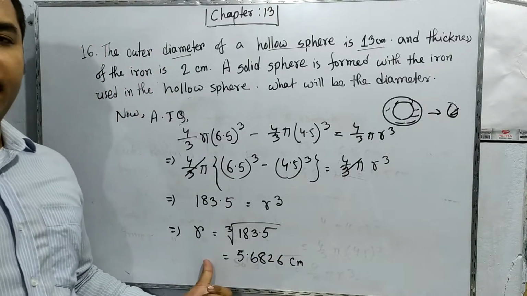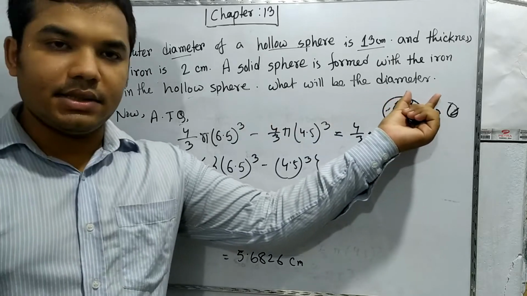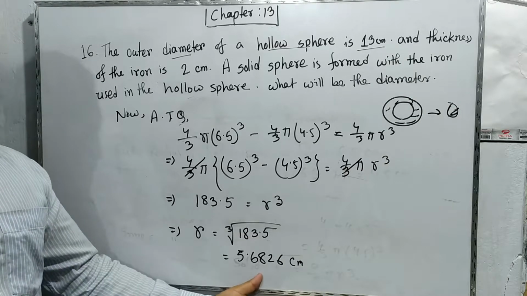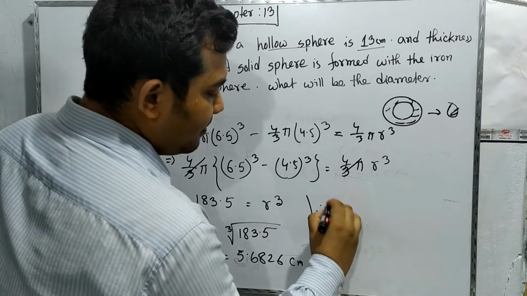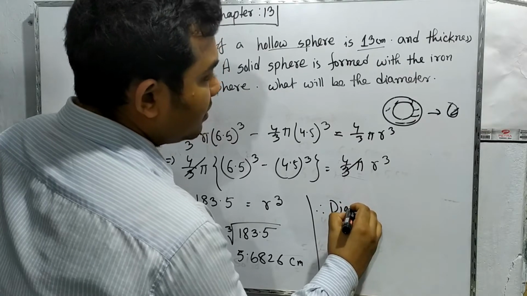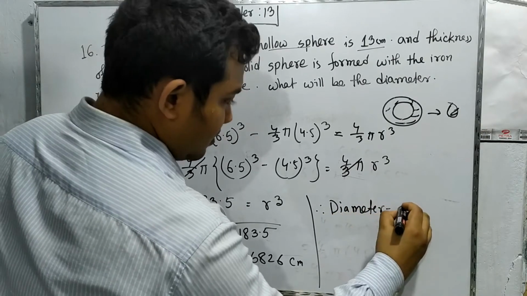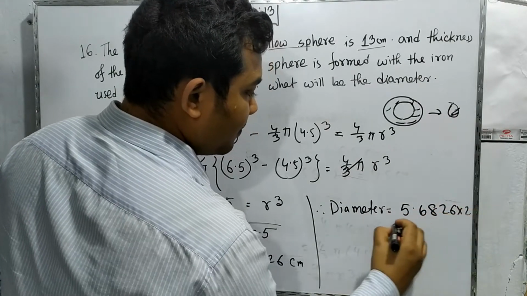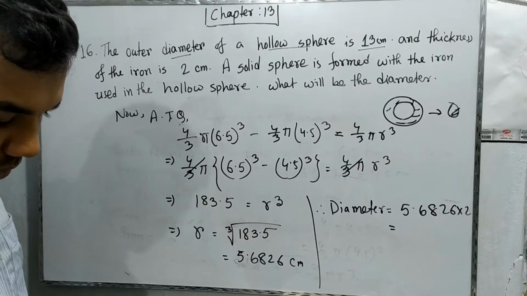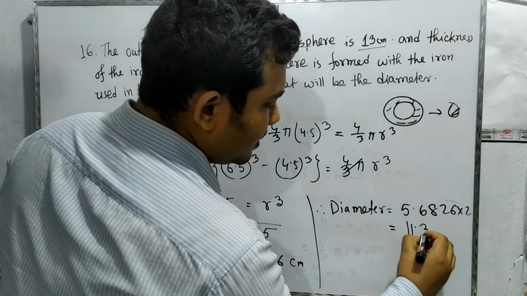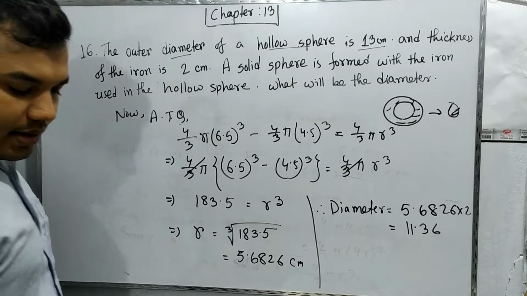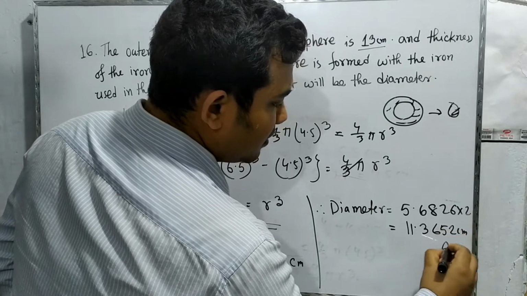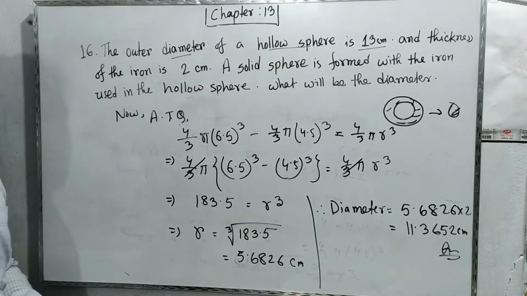So what actually did we have to find? We had to find the diameter, but we just got the radius here. So the diameter will be 5.6826 into 2. Then we will get approximately 11.3652 centimeter. So this is the answer of this math.